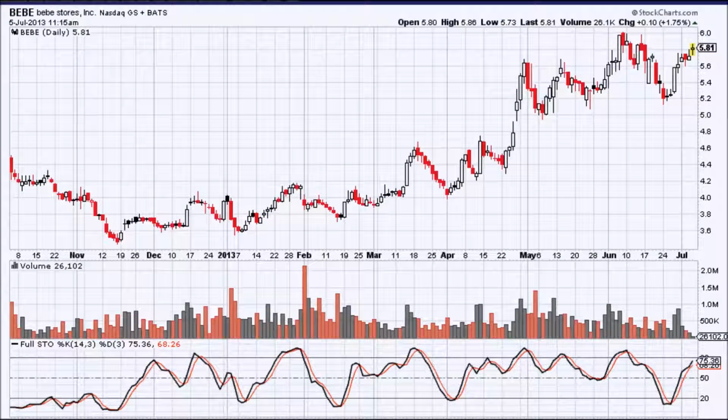The first thing you need to understand is what overbought and oversold mean. The 20 line on the stochastics indicator, anything below that is considered oversold, which means the stock price has been driven down and it's time for a bounce. Anytime stochastics gets above the 80 line, that means the stock is overbought and is due for a correction back to the downside for a bit to cool off overheated indicators.